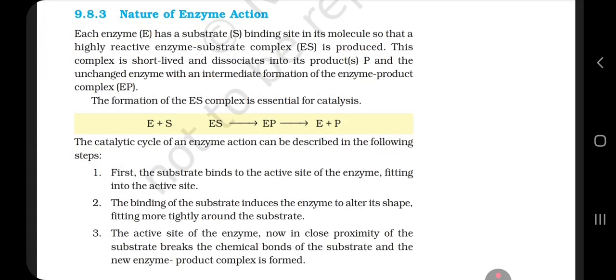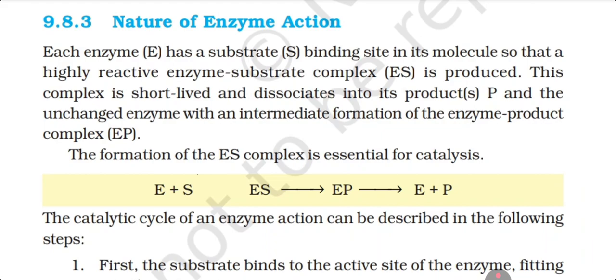9.8.3 Nature of enzyme action. Each enzyme E has a substrate S binding site in its molecule, so that a highly reactive enzyme-substrate complex ES is produced. This complex is short-lived and dissociates into its products P and the unchanged enzyme, with an intermediate formation of the enzyme-product complex EP. The formation of an ES complex is essential for catalysis. E plus S forms the ES complex, then gives the EP complex and then gives E plus P.